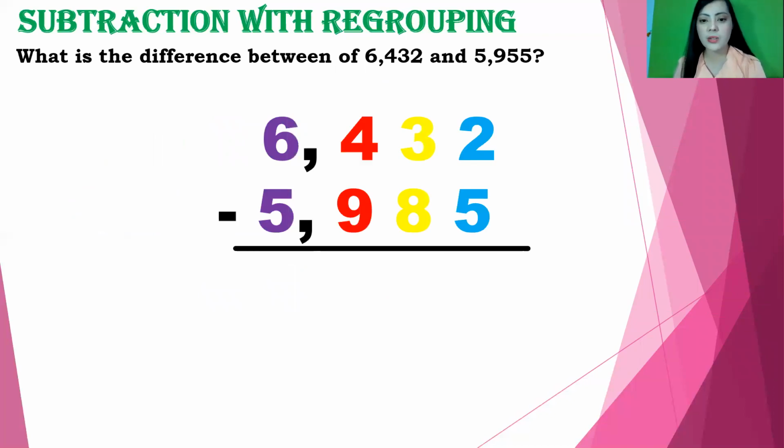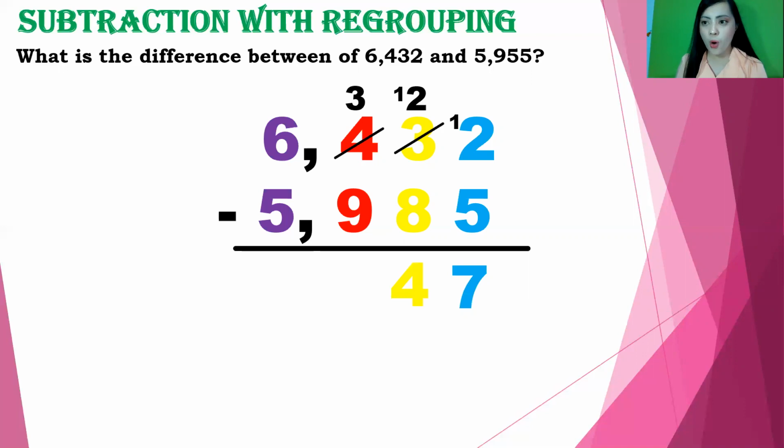All right, so what is the difference between 6,432 minus 5,985? 2 minus 5 cannot be, so borrow 1 from the 3. 3 becomes 2, so 12 minus 5 is 7. 2 minus 8 cannot be, so borrow 1 from the 4. 4 becomes 3. 12 minus 8 now is equal to 4.